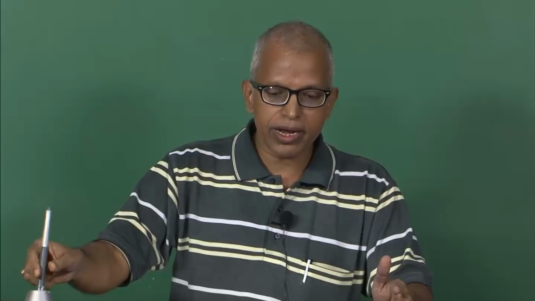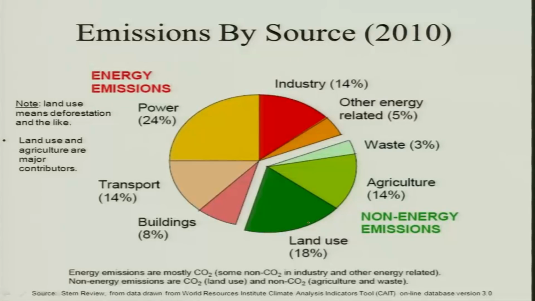And let me tell you about emissions by sources. Energy emissions mean industry, power, transport and buildings. But other sources are waste, agriculture and land use. Land use and agriculture are major contributors, and waste is very less. Land use basically means deforestation, which is increasing. That means our main concern is energy emissions, where combustion plays a very important role, and that has to be looked at, otherwise we are in deep trouble.